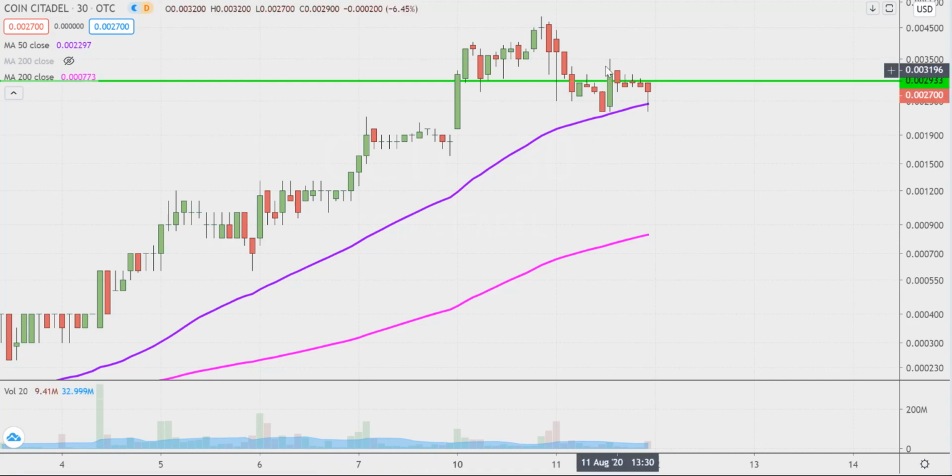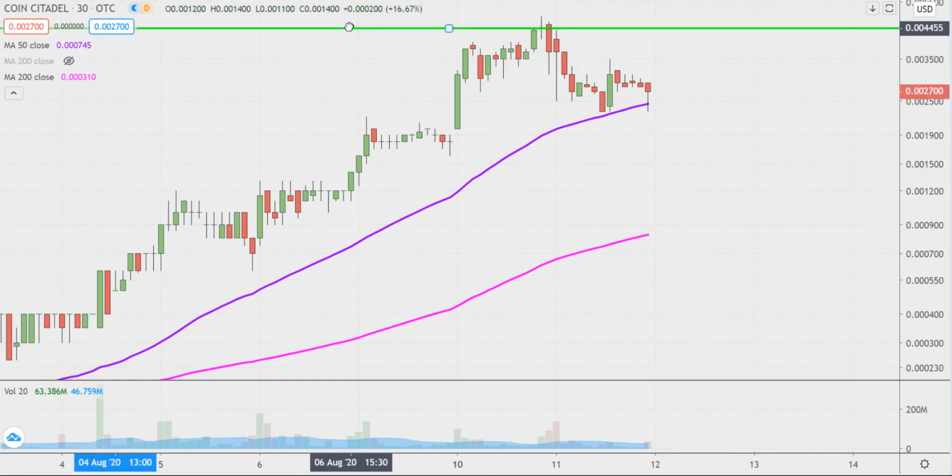Well, today this one finally decided to act human a little bit and pulled back a bit, which everything is still perfectly fine. Now, I do want to get this line out of the way for now.